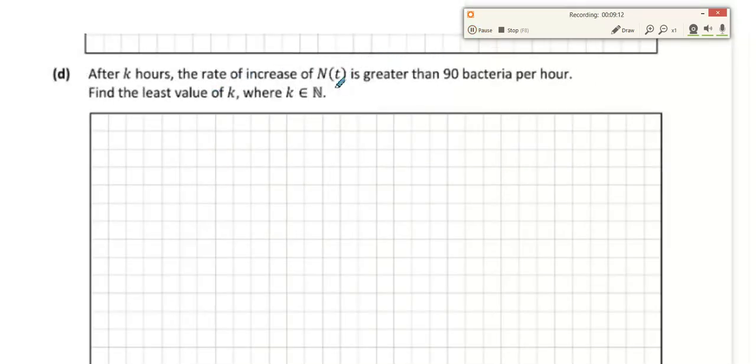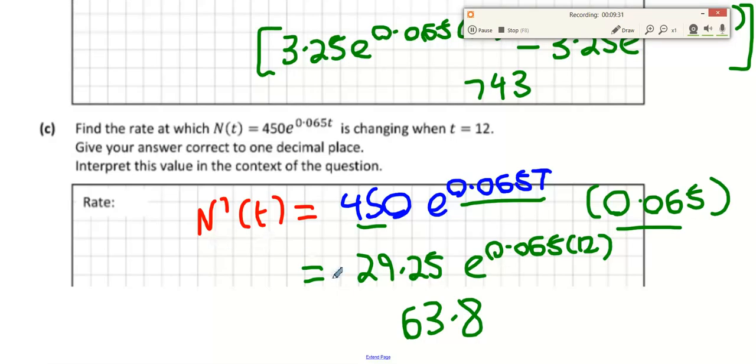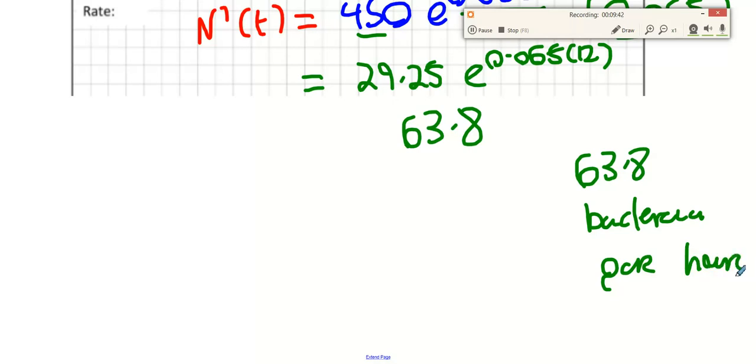After k hours, the rate of increase is greater than 90 per hour. Find the least value of k. That means first derivative is what? First derivative is bigger than 90. Interpretation: the interpretation is that your bacteria is currently rising at a rate of 63.8 bacteria per hour. It's on the increase, isn't it? If that was negative, the bacteria would be dying off and your population would be going down.